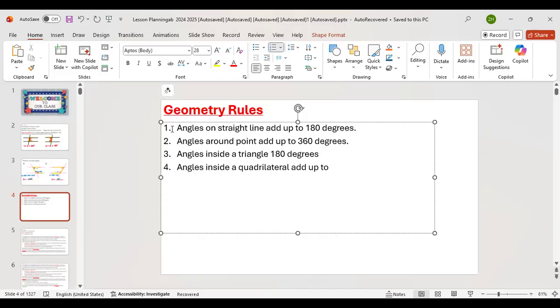Okay. 360. 360, very good. 360 degrees. Very good. The fifth one was alternate angles. Alternate angles are what? Equal. They form a Z or S shape.